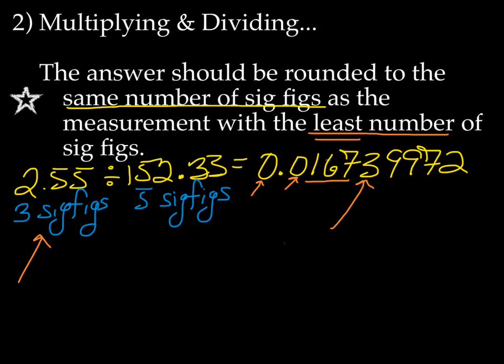One more time, let's review the rounding rules. If the number you're going to drop is 5 or more, what do we do?